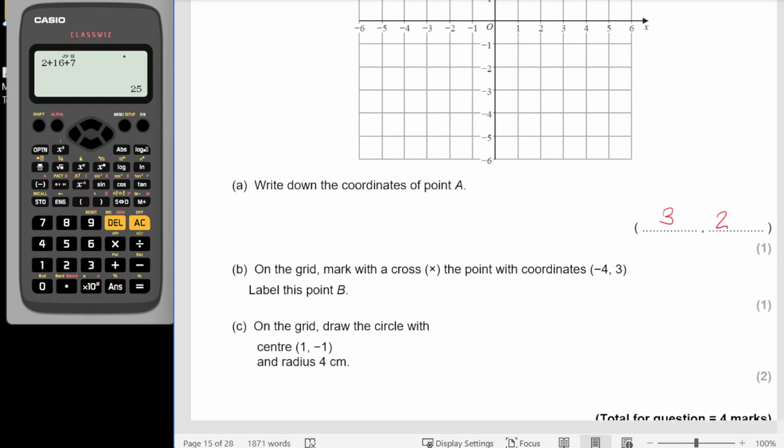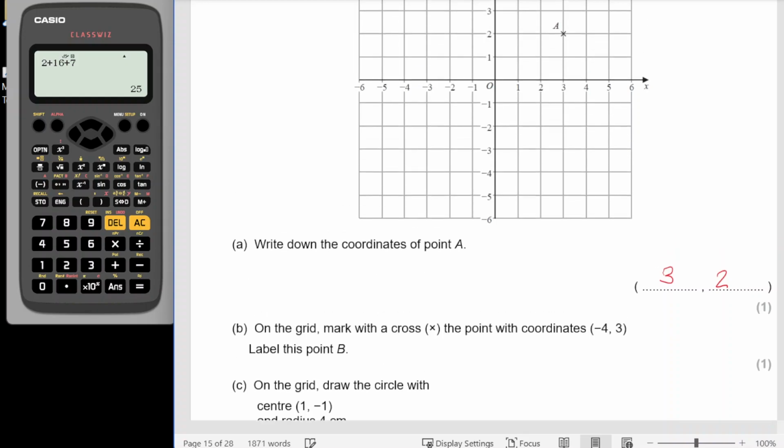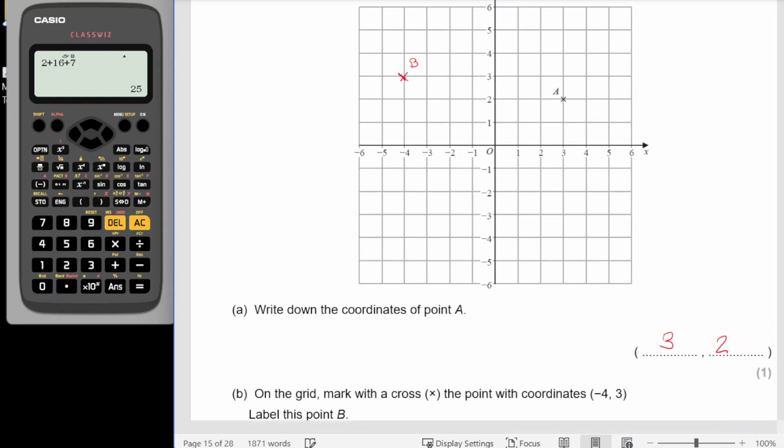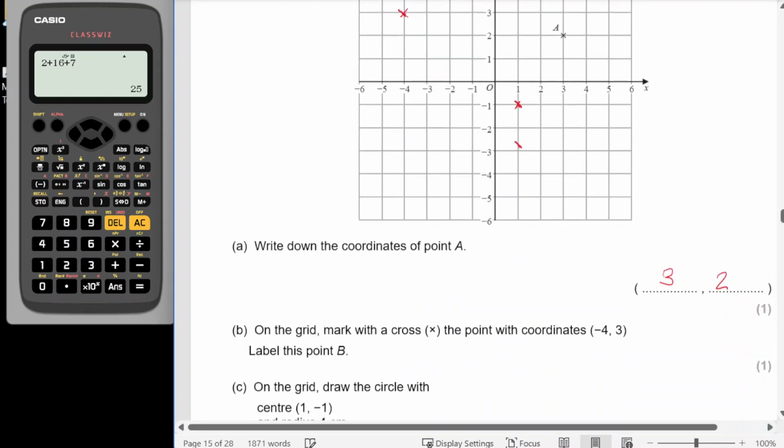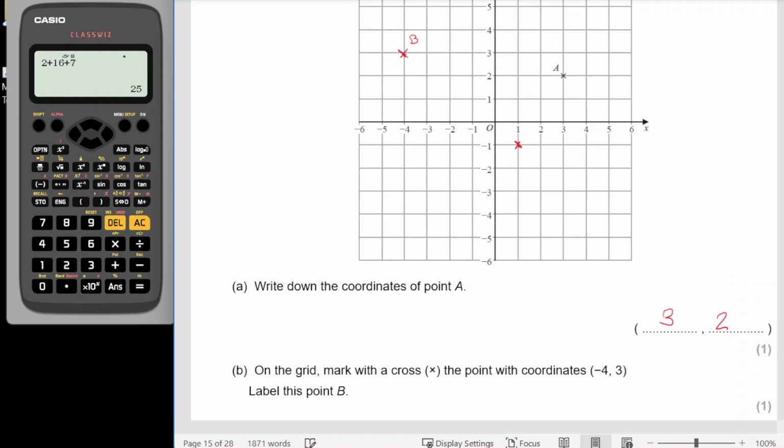On the grid, draw the circle with a centre of 1, -1 and a radius of 4. So I need to start with the centre of 1, -1 first of all. So 1, -1 is going to be that coordinate there. And then I need a 4 centimetre radius. So using a compass, I'm going to mark on the points that it should definitely go through, because I don't have a compass on my laptop, unfortunately. So I'm after a circle that goes through all of those points. 1, 2, 3, 4. 1, 2, 3, 4. 1, 2, 3, 4. 1, 2, 3, 4.